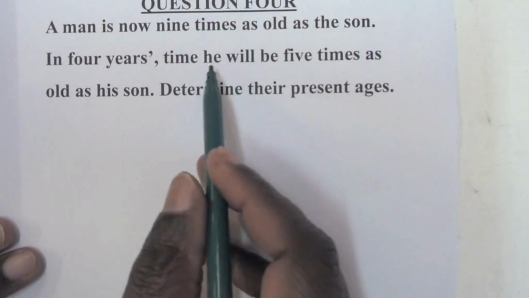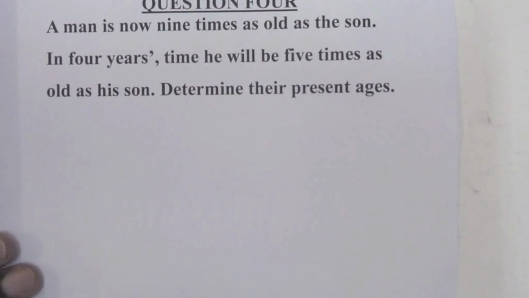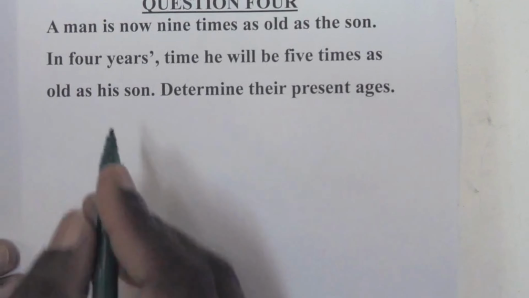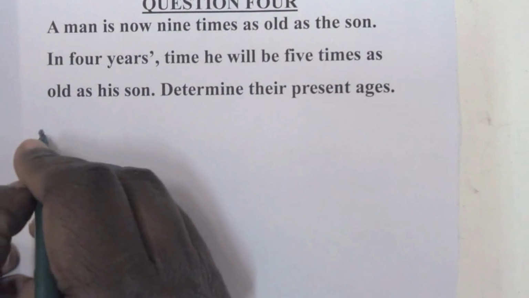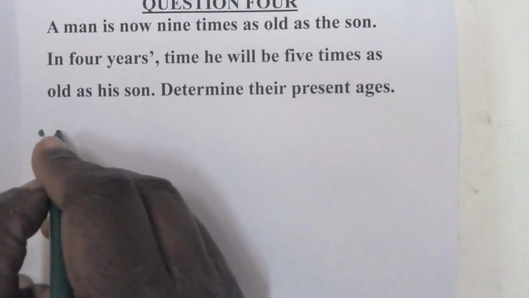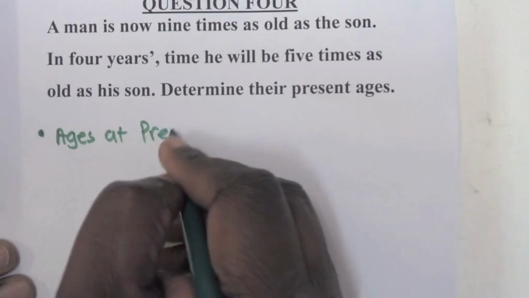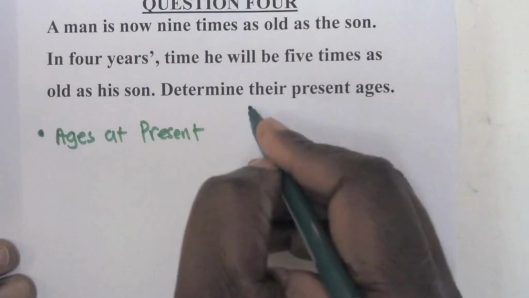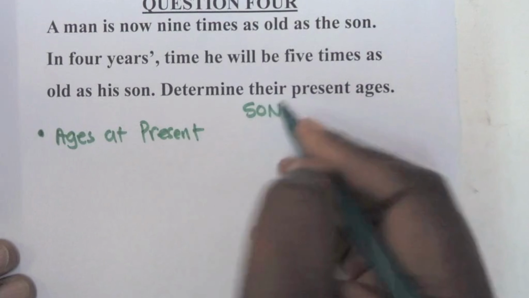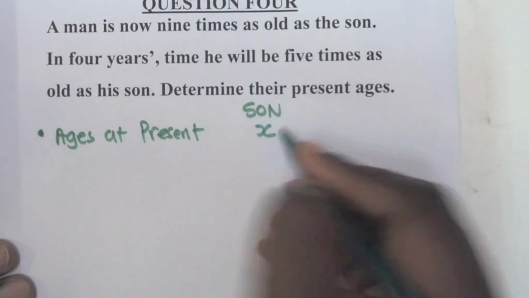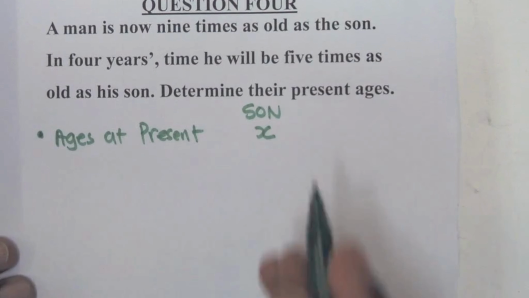A man is 9 times as old as his son. In 4 years' time, he will be 5 times as old as his son. Determine their present ages. So I begin by writing, let me use bullets here. First bullet, I'm going to write ages at present, and I have the son here, and let his age at present be x.